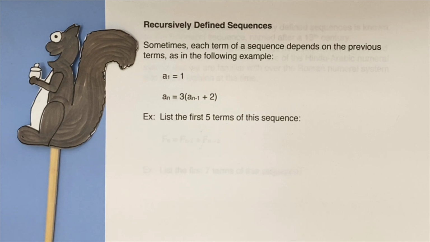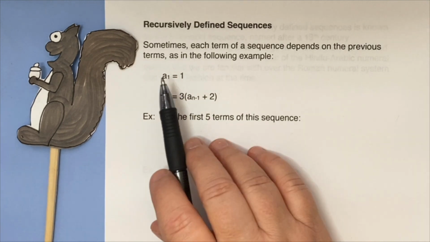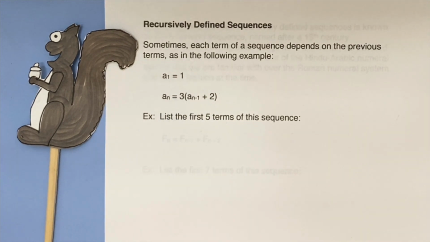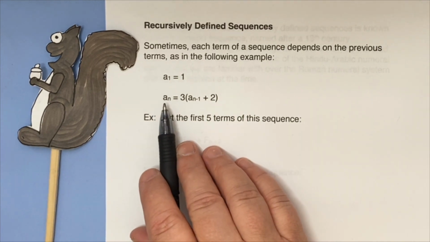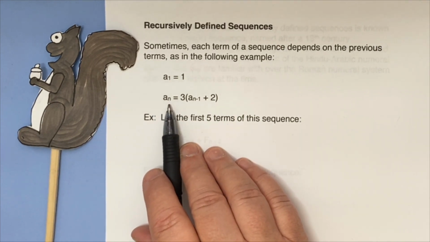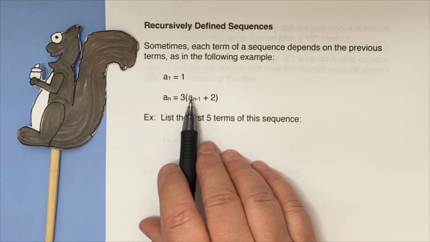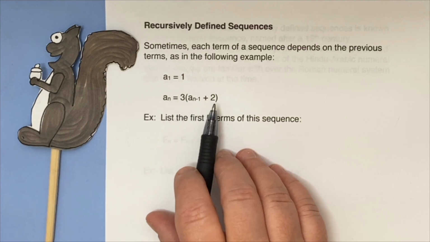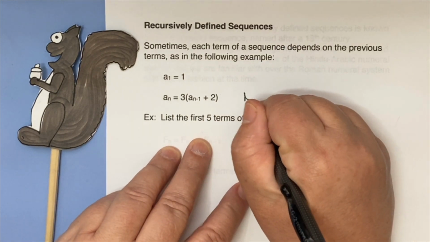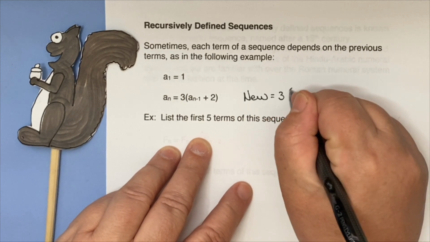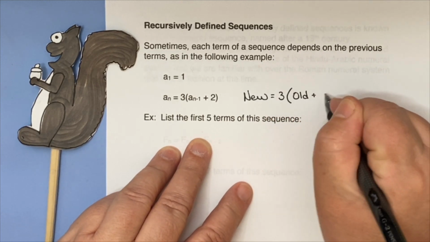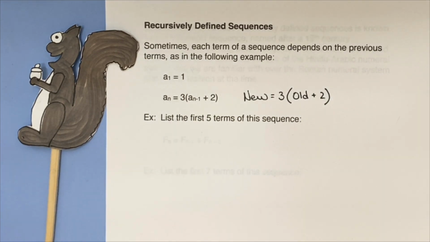Sometimes each term of a sequence depends on the previous terms, as in the following example. Here the first term is 1, so we get started off with 1. And then a sub n, the nth term, is equal to 3 times a sub n minus 1 plus 2. In other words, the new term is equal to 3 times the old term plus 2. So that's a little bit unusual. Rather than being able to figure out each term separately, we're going to have to work in a row.